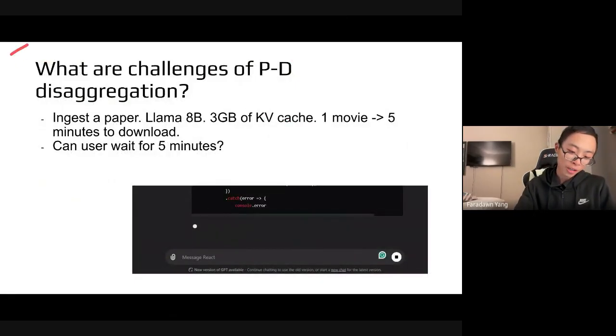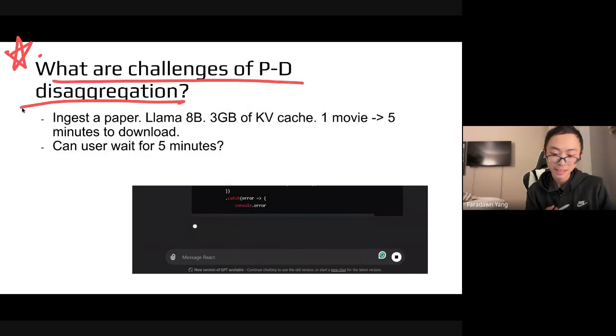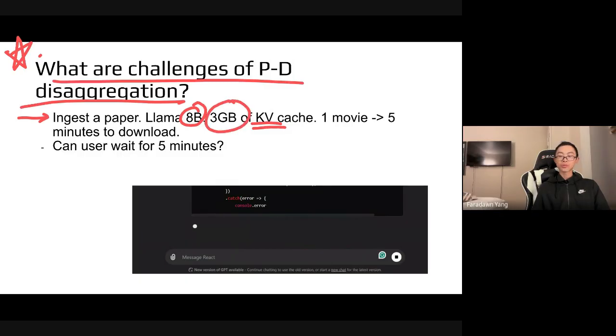Now this is the last part of our presentation. What are some challenges of PD disaggregation? Say you want to ingest a paper, so you throw a 3-page article into ChatGPT. Even with the smallest model of 8 billion, the amount of KV cache after processing the context will be 3 to 5 gigabytes. That amounts to a movie.